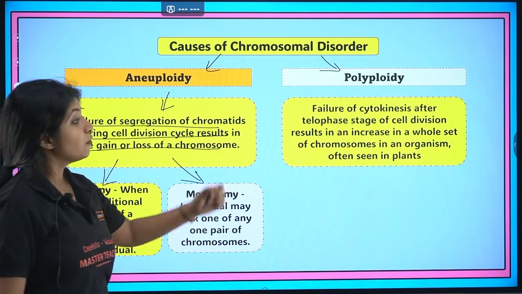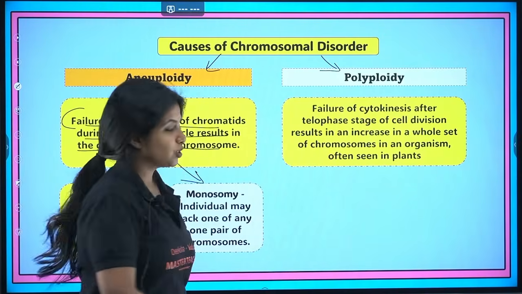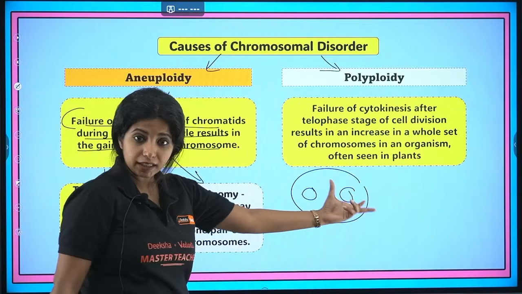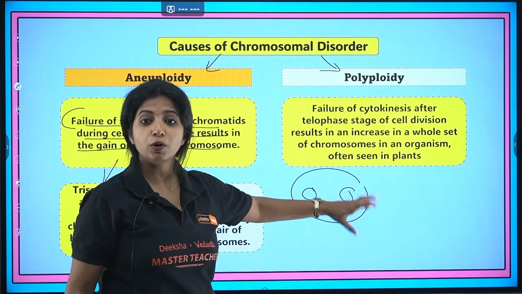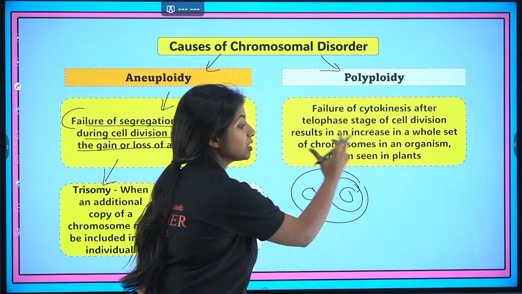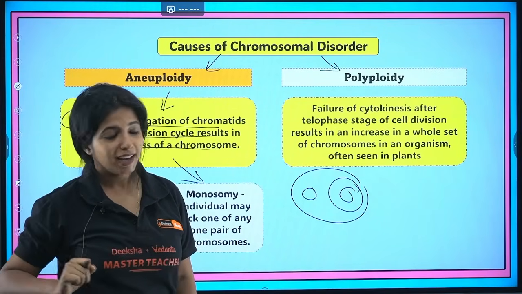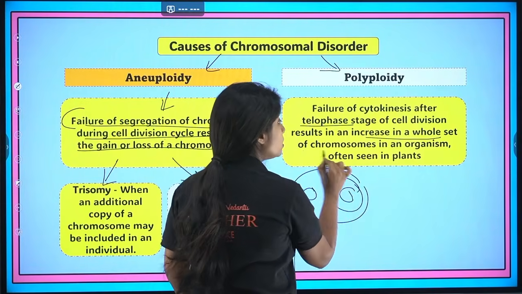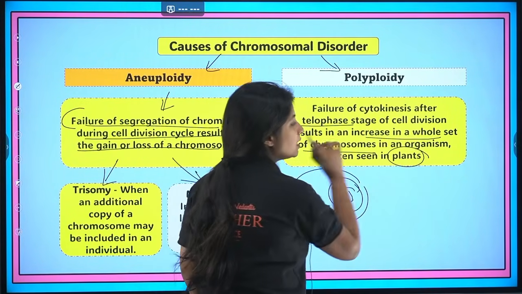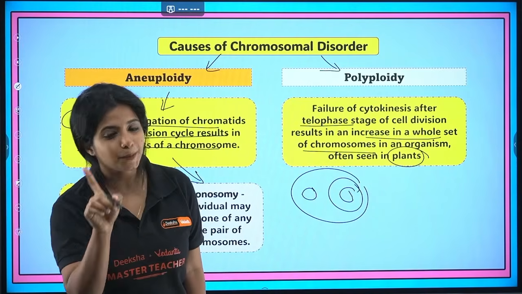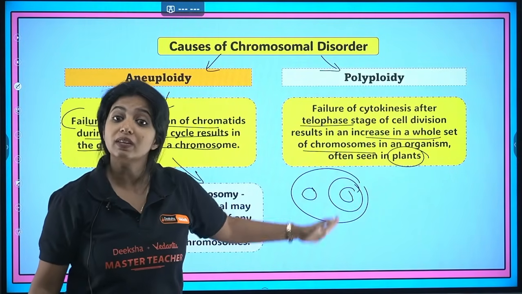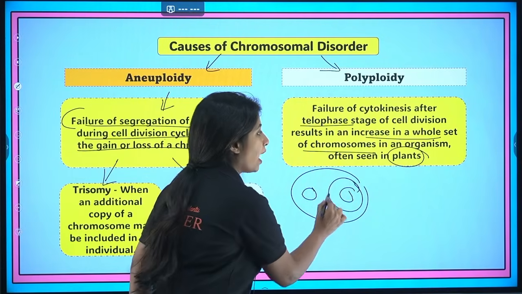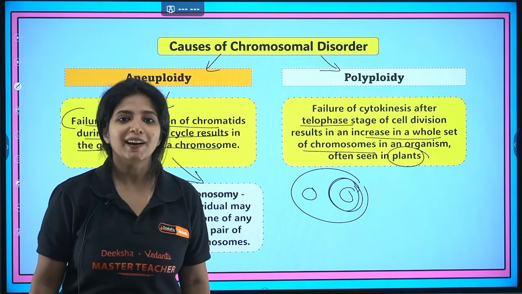What is polyploidy now? Failure of cytokinesis after telophase. First of all, the nucleus divides, you have duplicated it and divided. Suppose the cell is not dividing, what will you have? One extra set of whole chromosomes. So failure of cytokinesis after telophase results in an increase in a whole set of chromosomes, and this is usually seen in plants. Nuclear division took place, but cytokinesis didn't, which is why a whole set of chromosomes is increased. I hope that's clear.